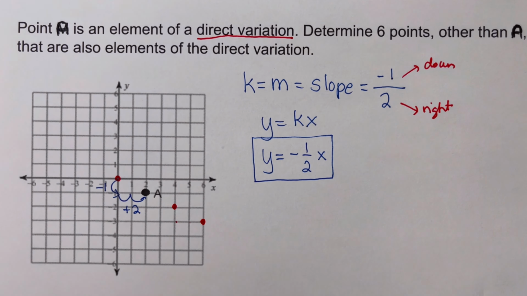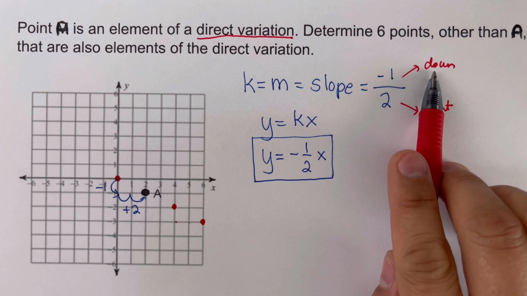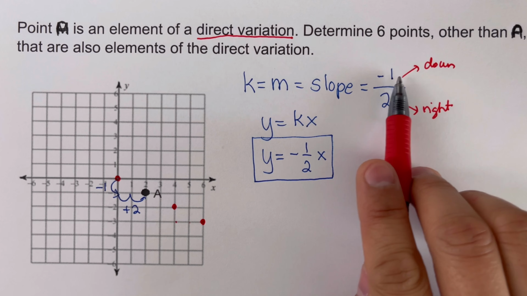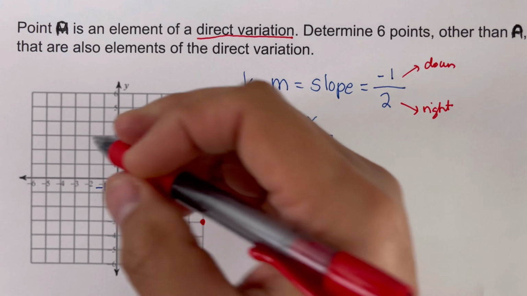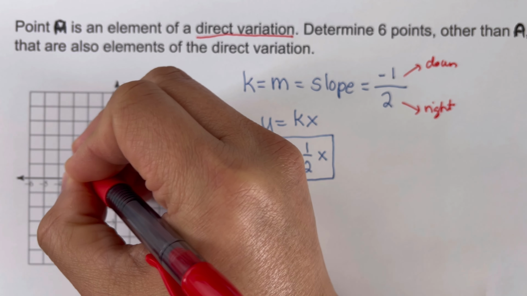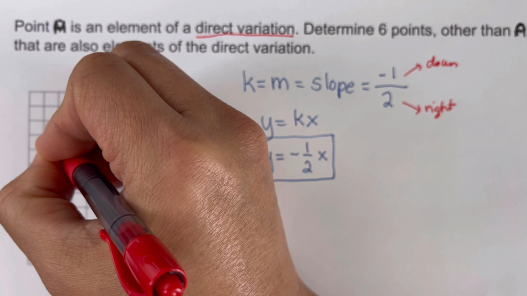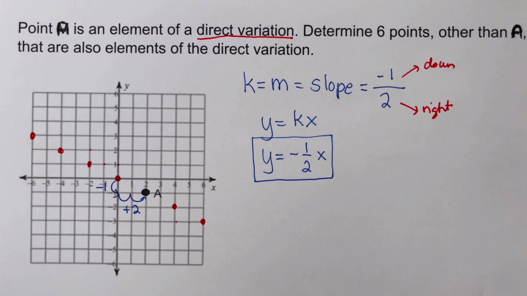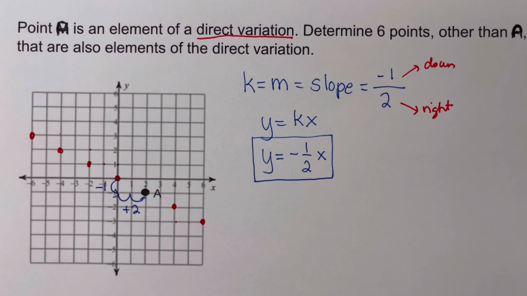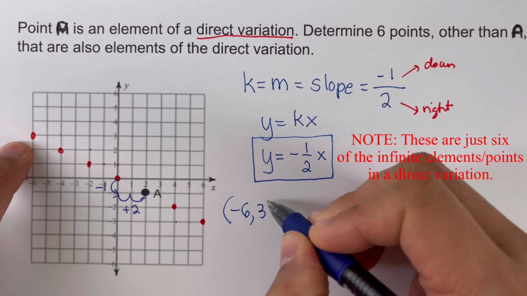Now we can go the opposite way as well. If we say down right, we can say up 1, left 2. So up 1, left 2, up 1, left 2, up 1, left 2. So these are the other 6 points that are the elements of this direct variation. So I'm going to write it down here.